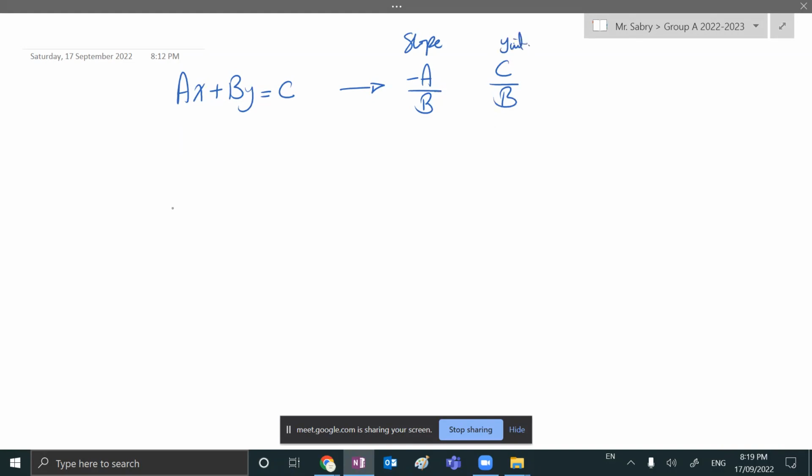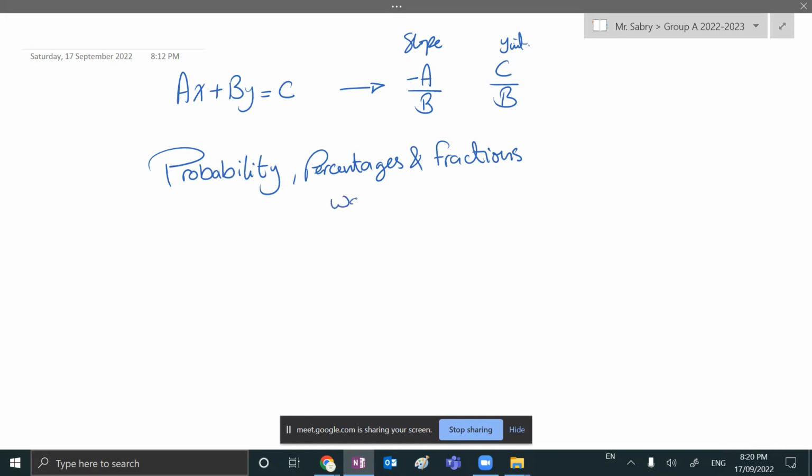I also want to review probability, percentages, and fractions. The three of them are the same rule exactly, which is the wanted over the total. If you remember, we've solved too many questions on those. Keeping in mind in the percentage, we have to multiply by 100 after we're done with the wanted over total. So they're all wanted over total, except for the percentage, still wanted over total. Then we multiply by 100.